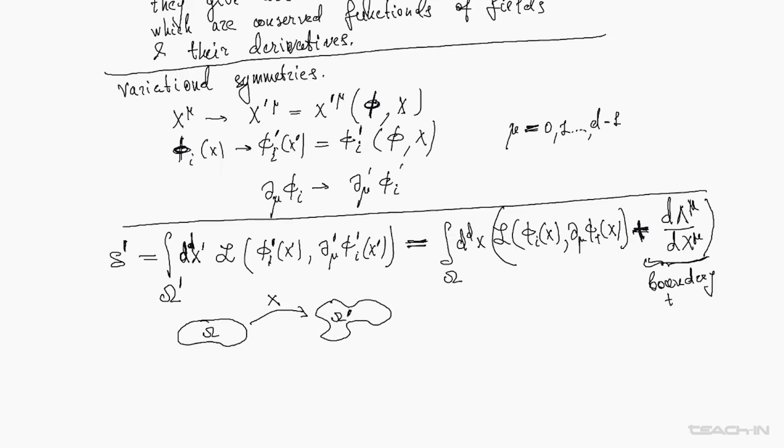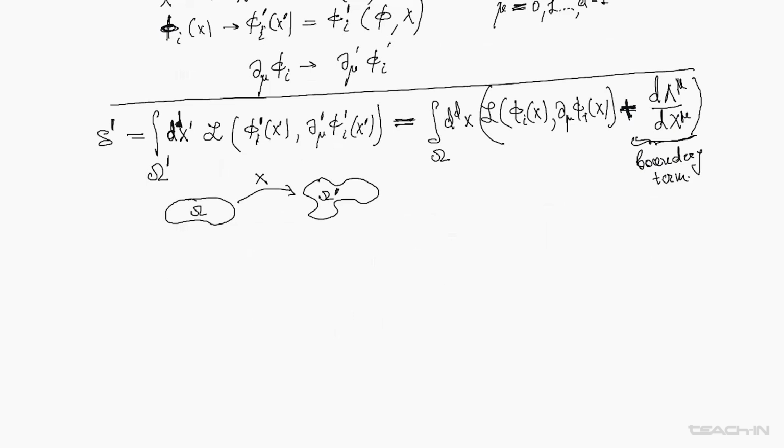Invariance of the action up to the boundary term, and this invariance must hold when the action is evaluated over an arbitrary region Ω, arbitrary volume Ω. This is very important, that Ω in the formulation of the Noether theorem should be arbitrary.